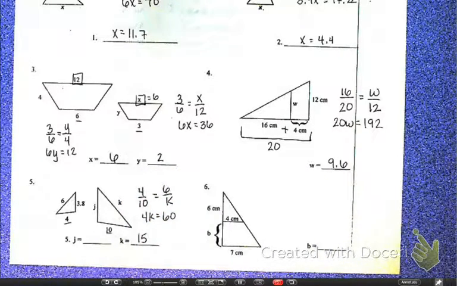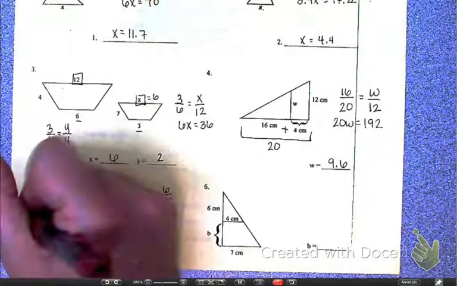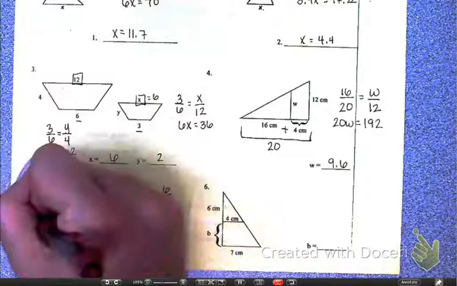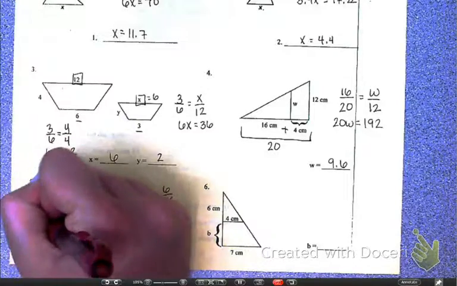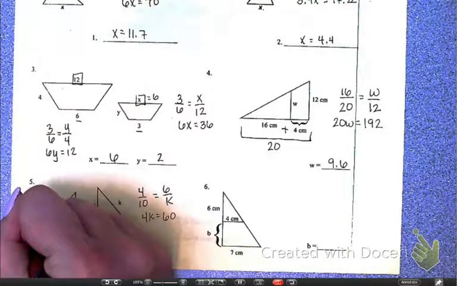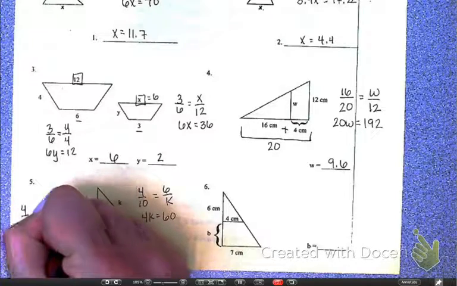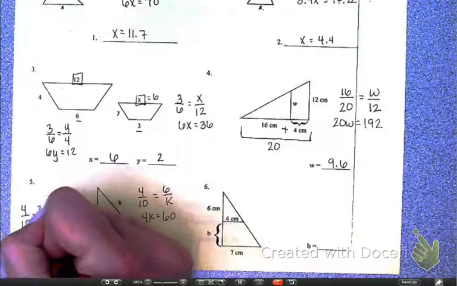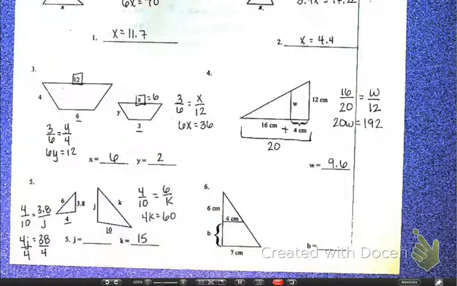Okay, I'm going to have to do that again to solve for J. So what's my initial ratio going to be? 4 over 10. And then if I'm going to solve for J, what do I need to use? 3.8 over J. Four J equals 38. And what do you get when you divide by 4? 9.5.